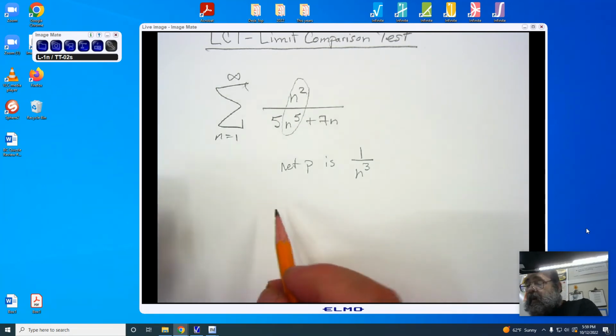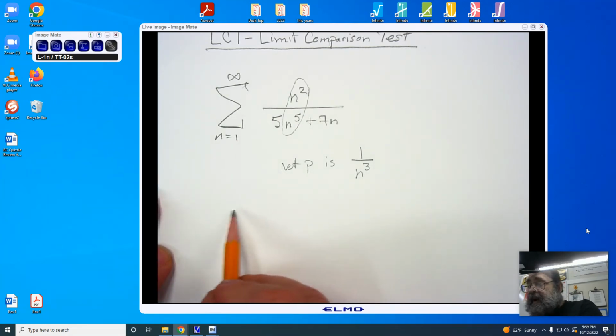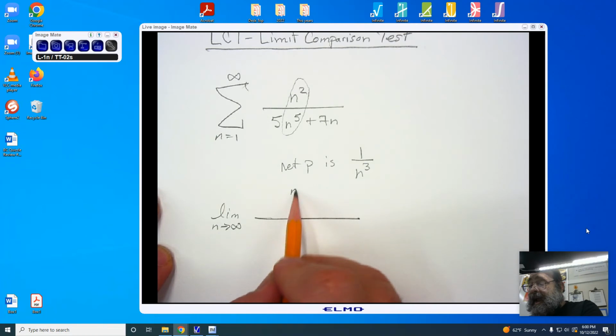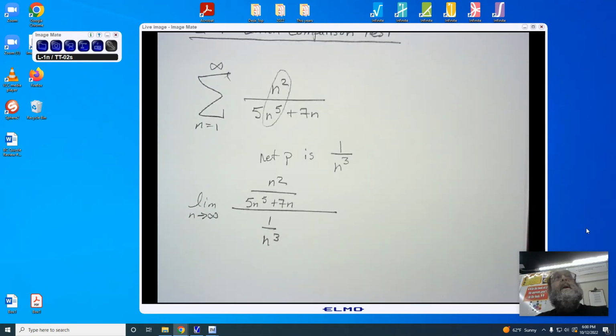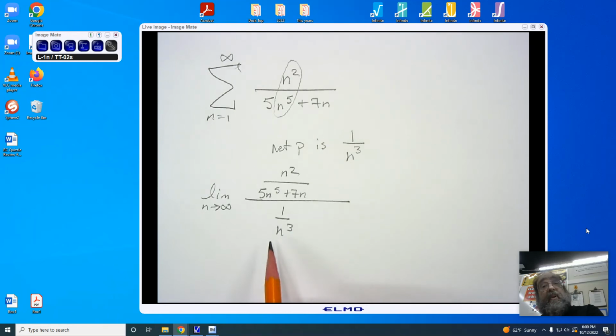All right, so if I were working with this one, I would immediately set up my limit as n approaches infinity, and I'm going to put my n squared over 5n to the 5th plus 7n and 1 over n cubed. Now, we know that this simplifies. For example, let's just simplify it, see what happens. We're going to get n to the 5th over 5n to the 5th plus 7n.